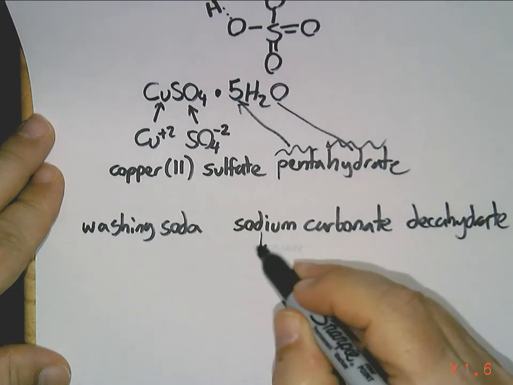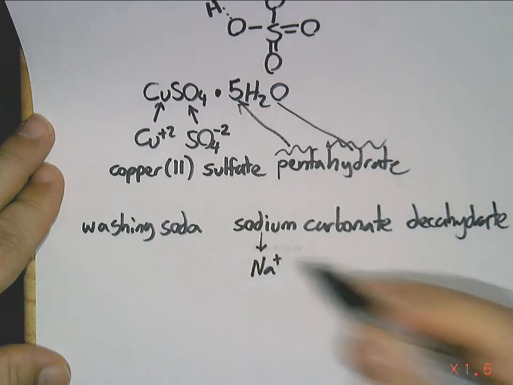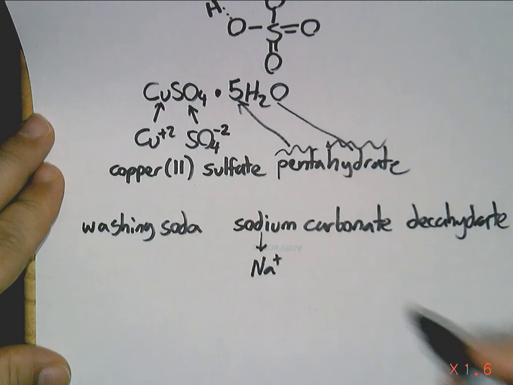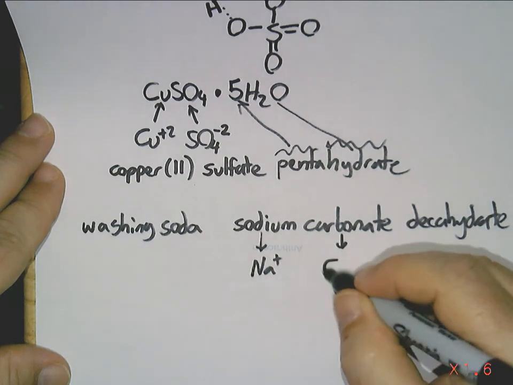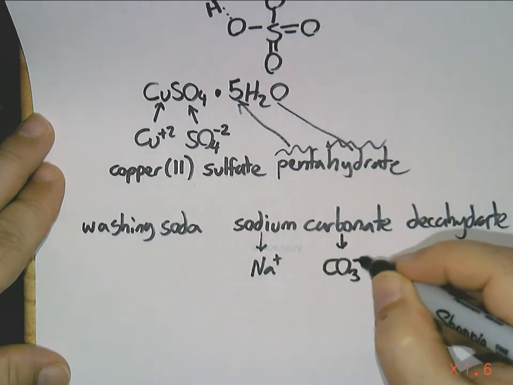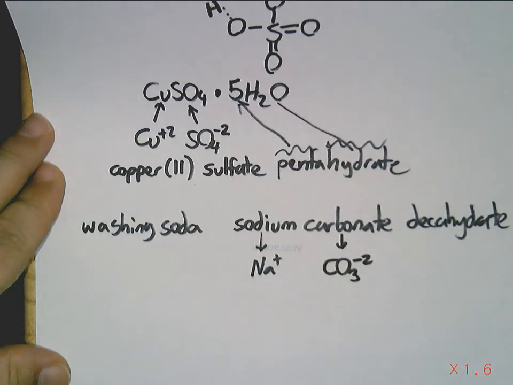Okay, the sodium ion is Na+. I know that from the periodic table. The carbonate ion I know from my polyatomic ion list. Do you know what it is? You should. Carbonate. Now, you need to memorize these.